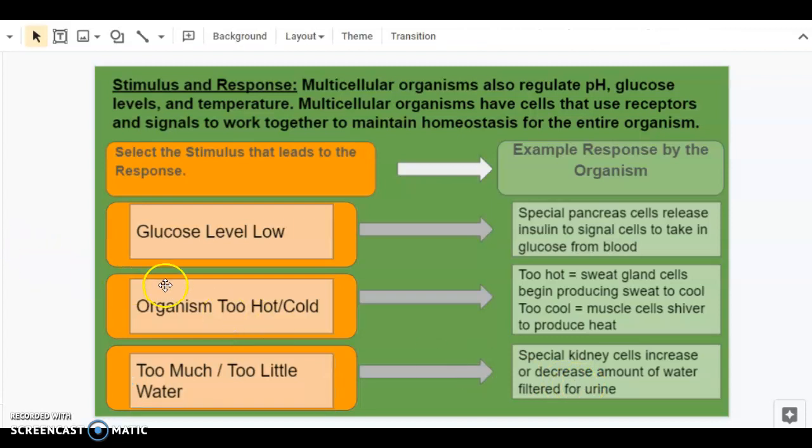So as you can see, multicellular organisms have more advanced responses because they have more cells able to do more work as they work together.